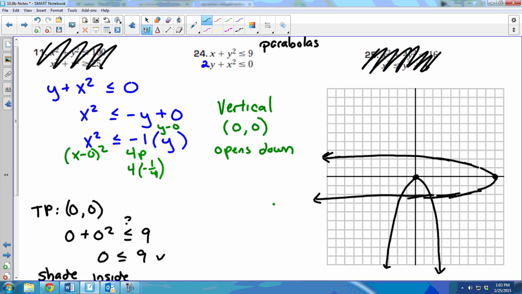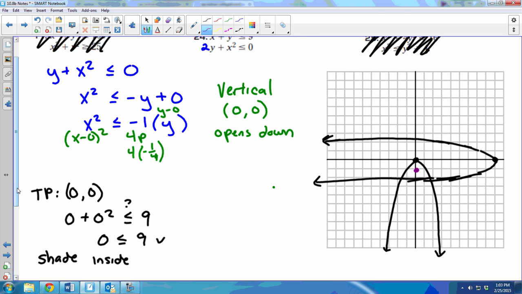It doesn't really matter. I'm just going to use what I use because I know I'm going to use this one right here. So I'm going to use 0, negative 1. You can use whatever point you want to. Now, here's the thing, though. This is what we have to keep track of.